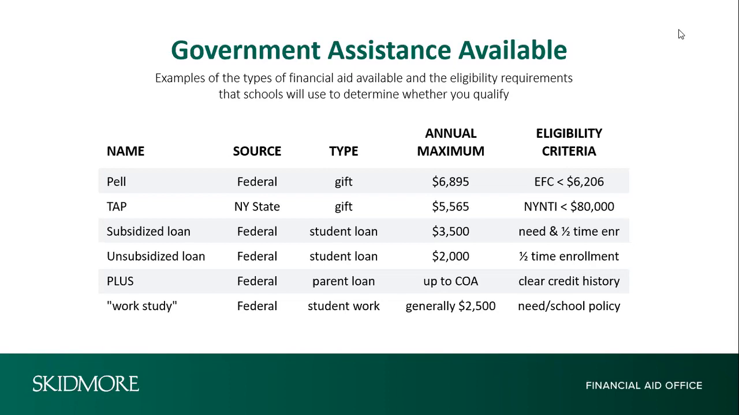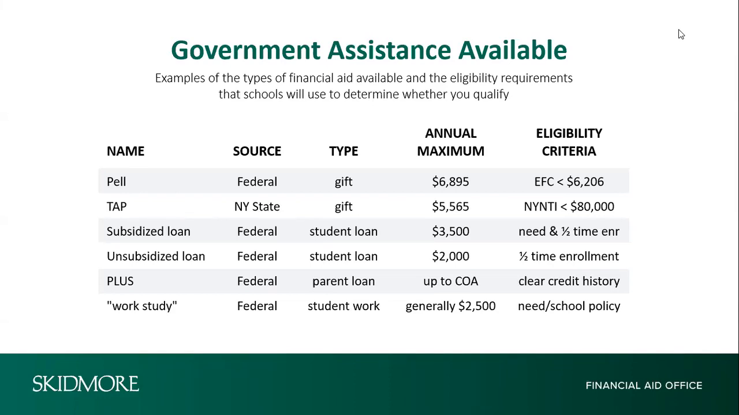qualify. In addition to the federal Pell Grant, New York State, if you are a New York State resident and you're attending a New York State college, you can be considered for the New York State grant, which is called TAP. That stands for the Tuition Assistance Program. It's a grant, so it's the best kind of financial aid to get. It's gift aid. This year, the maximum is $5,565.